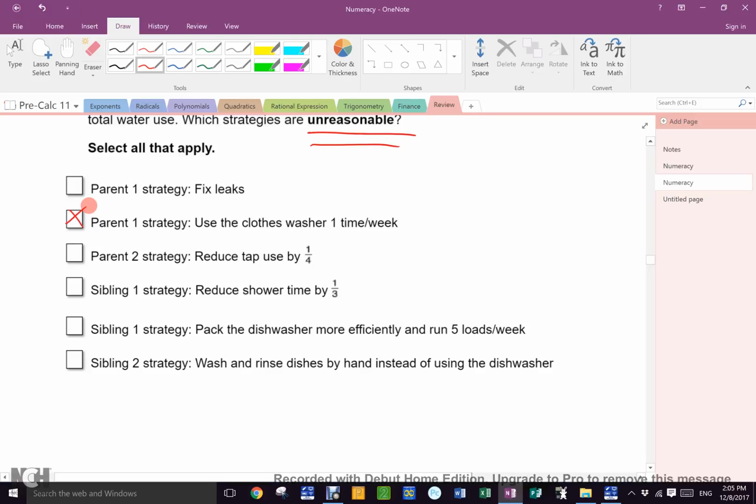All right, so that's unreasonable. Parent number 2, reduce tap use by 1/4. Is that reasonable? Yeah. Probably no. Because they're kids. Per person. If they're kids, the kids are just gonna leave it half the time. Supervise the kids. You can't even wash your hands once with less than them? That's pretty small. Clean. Boom. All your time is done.